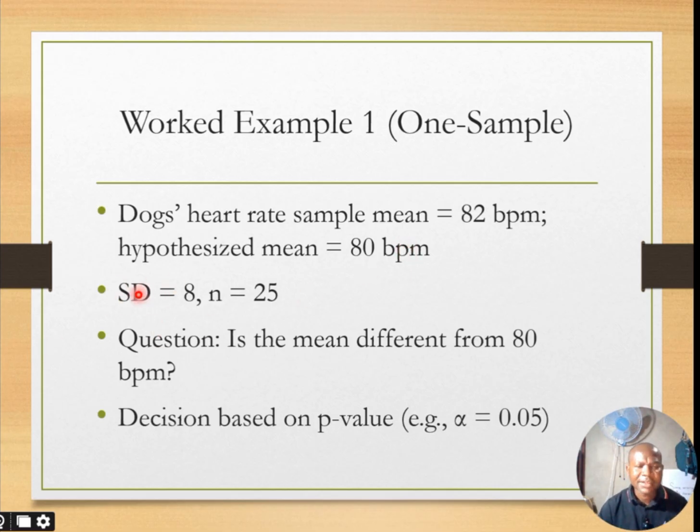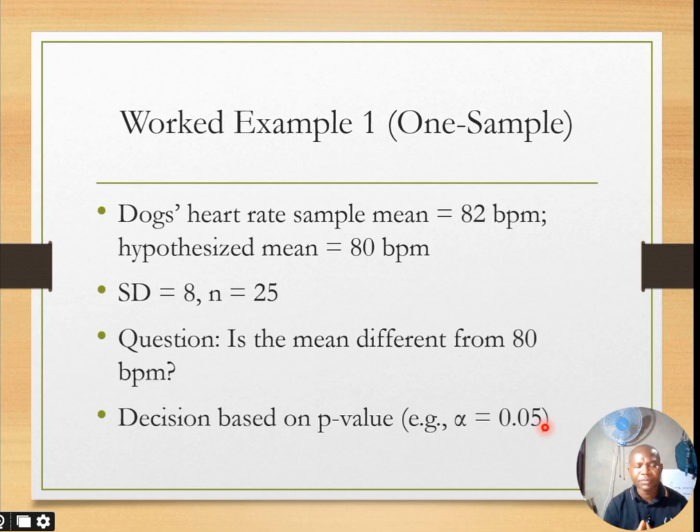So the standard deviation is given to us as 8. Of course, this will be the standard deviation of our sample. While the sample size is 25. So you can appreciate the sample size is also small. Recall I mentioned that as long as your sample size is less than 30, it is considered small. So the question here is, is the mean different from 80 BPM? In other words, is this hypothesized mean significantly different from the 82 we obtained from our sample? And then we want to test this using a p-value of 0.05. So that is the concept of applying a one sample t-test.